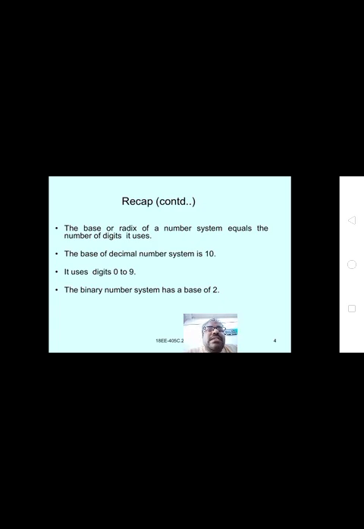As well as, the octal number system has a base of 8. The hexadecimal number system has a base of 16. Decimal 10, binary 2, octal 8, next hexadecimal 16. The decimal number system uses digits 0 to 9, and the binary number system has a base of 2.